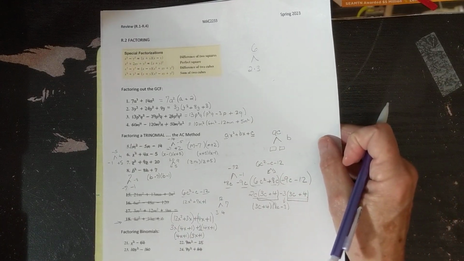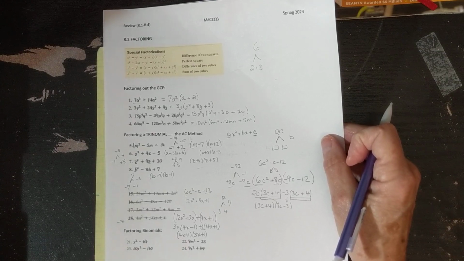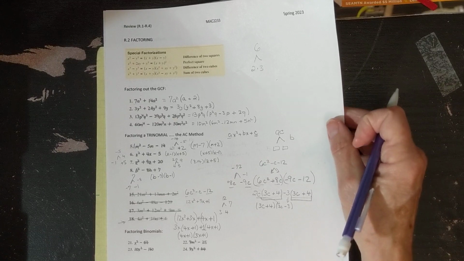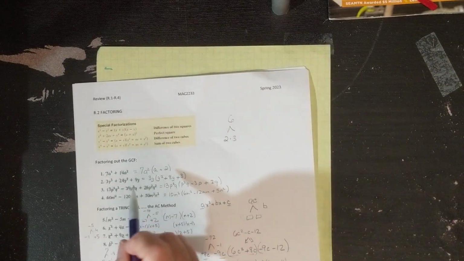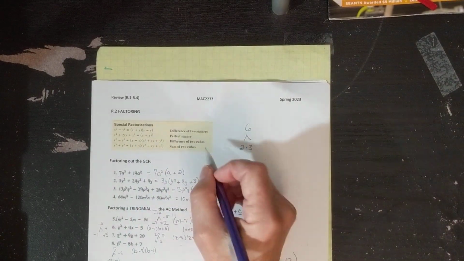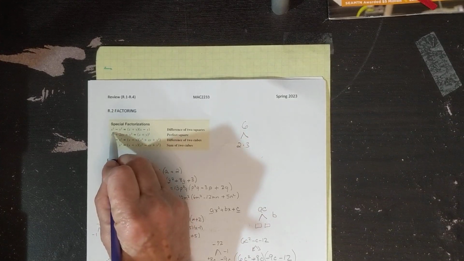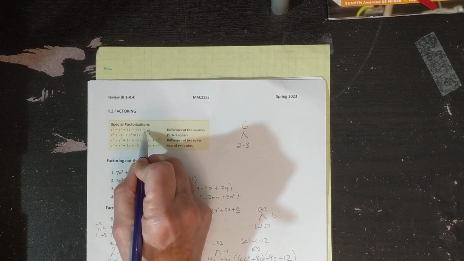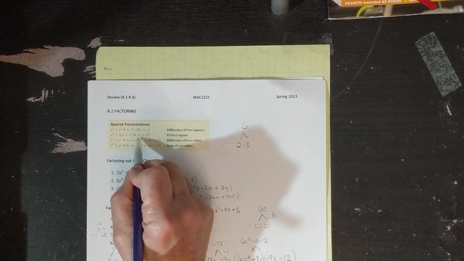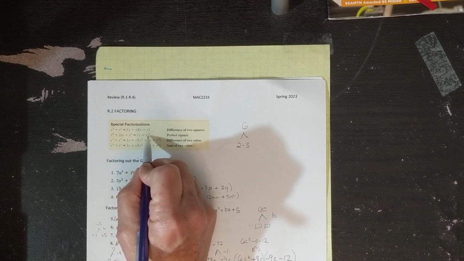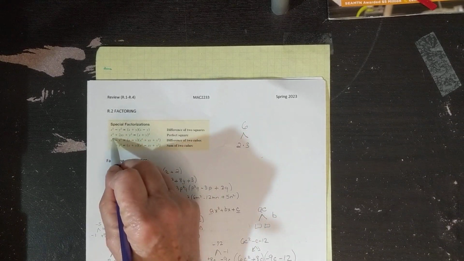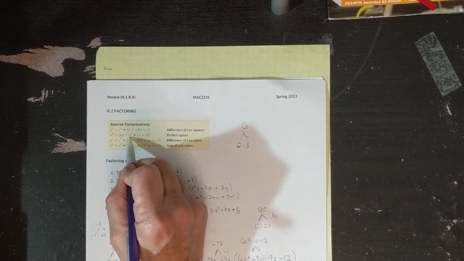Now, factoring binomials. These are largely based off of knowing the special factorizations right here. So the difference of 2 squares right here is x squared minus y squared, which factors into x plus y times x minus y. X plus y quantity squared, we talked about this when we multiplied. This is the same thing as x squared plus 2xy plus y squared.